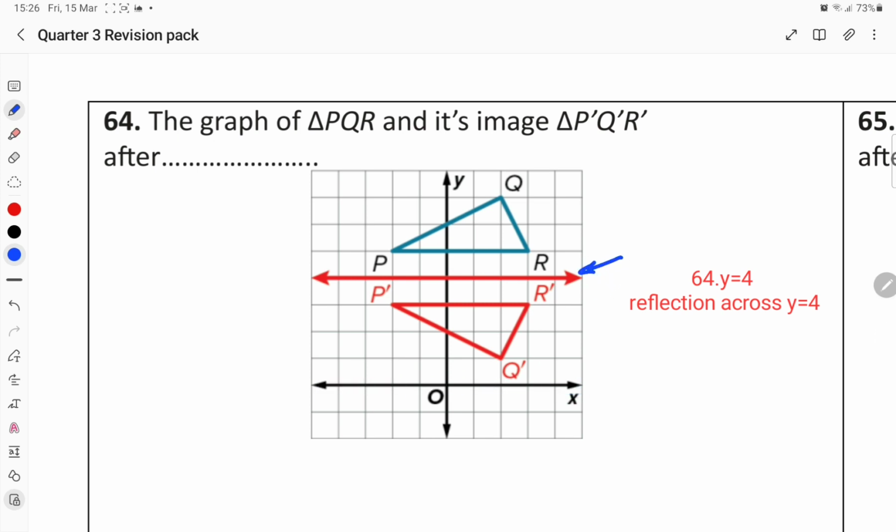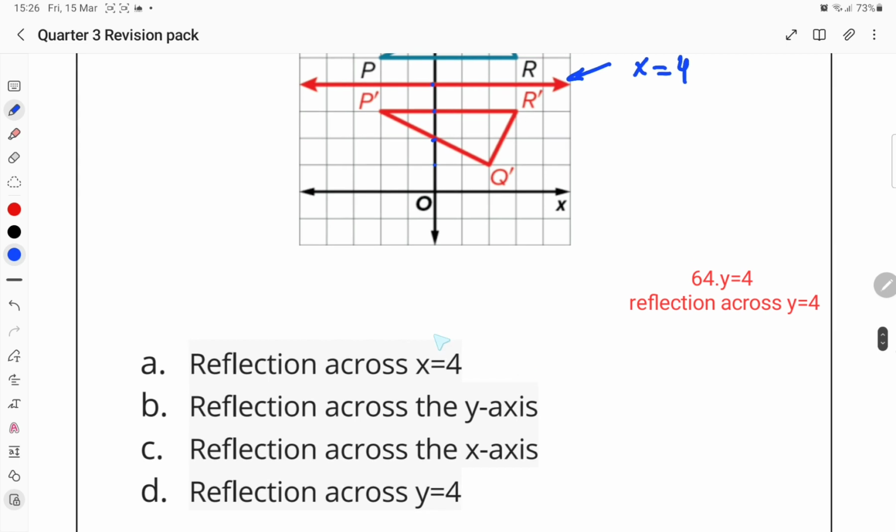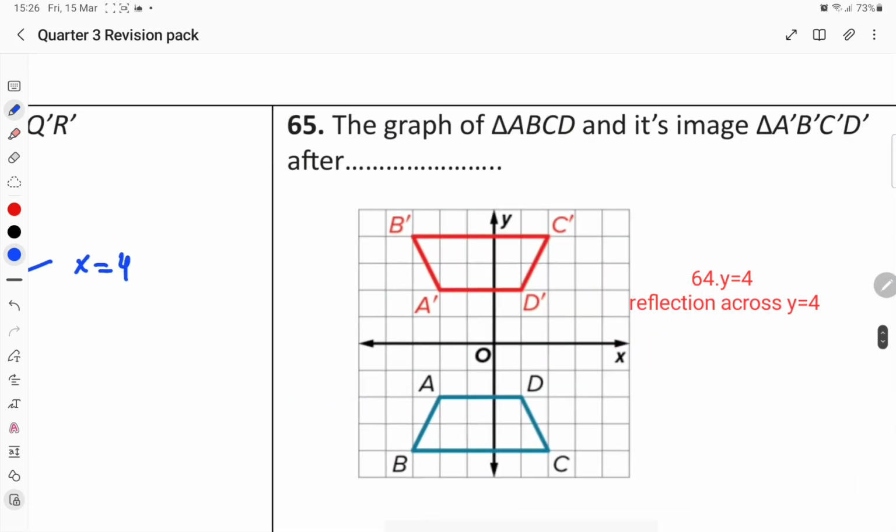And what about this line? 1, 2, 3, 4. This is x equal 4. This line is x equal 4. So this is reflection across x equal 4. The graph of the triangle ABCD and its image A prime, B prime, C prime, D prime. What happened here? Yes, reflection.